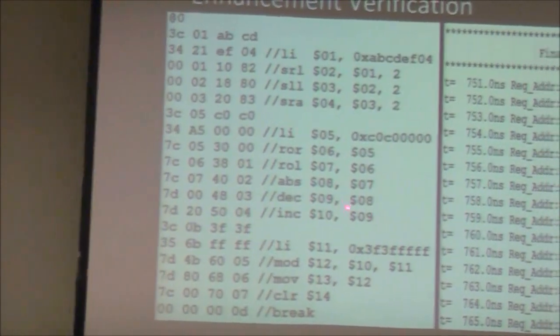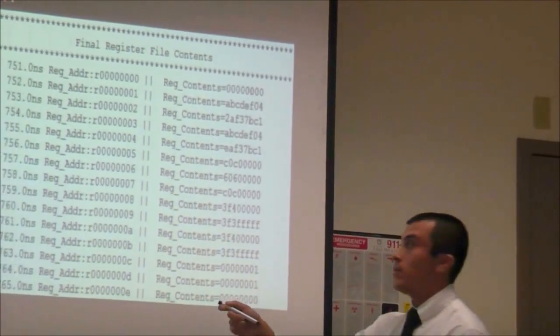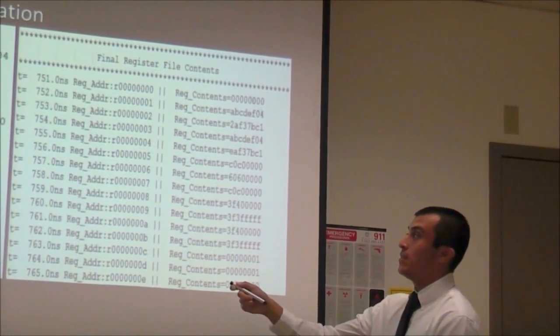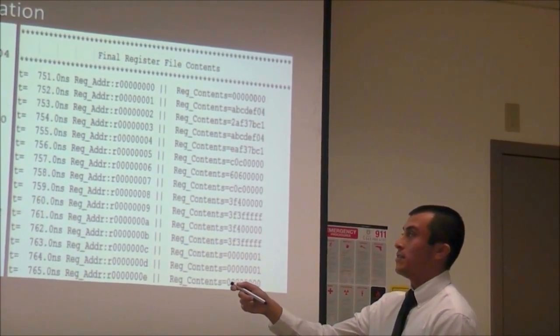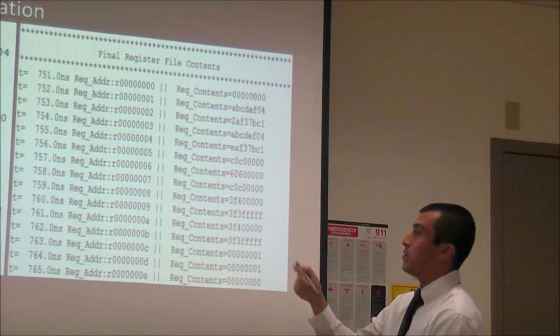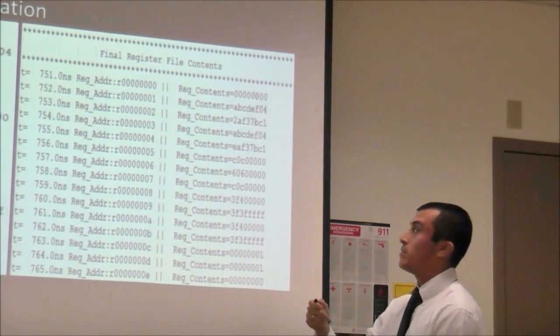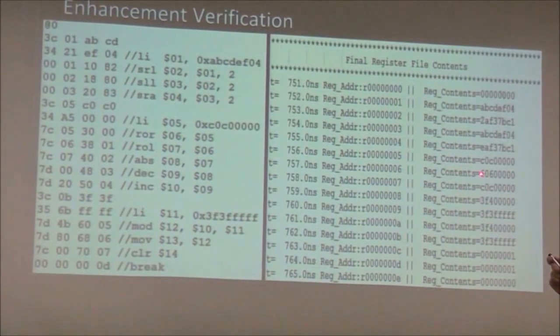And then we get to the part where we verified our enhanced instructions. You can see right here, we load the immediate value of C0C00000 into register 5. And then, as you can see over here, register 5 has that value that we just loaded. So we start by rotating right the contents of register 5 and storing it into register 6. So we rotate C to the right.